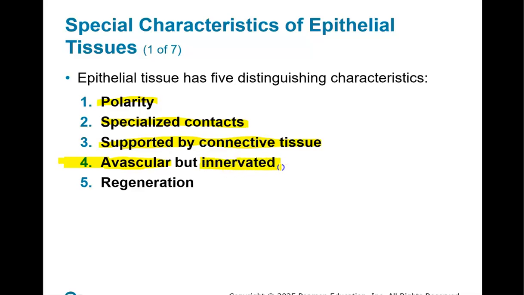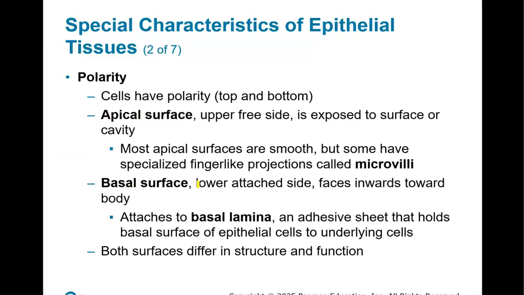So it does have connection with the nervous system. And epithelial tissue is highly, highly able to regenerate. So again, polarity means that the cells have a top and a bottom, and that top surface is called the apical surface, and it's the free side. In other words, it's exposed to either body fluids or the air, but it's the free side of those cells that doesn't contact anything. That's the apical surface.